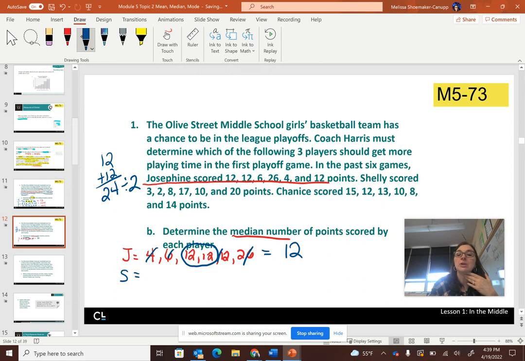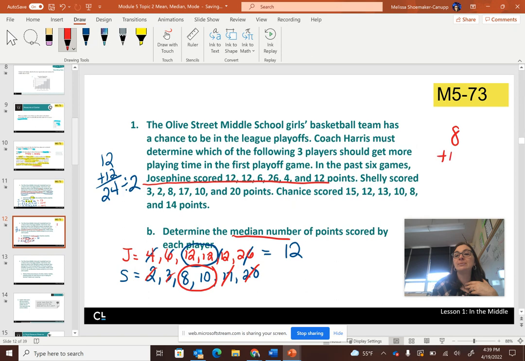I'm putting hers in order again from smallest to largest. 2, 3, 8, 10, 17, and 20. So I'm going to grab a different color. I'm marking out pairs, working my way in. Well, I have two numbers again, but they're different.